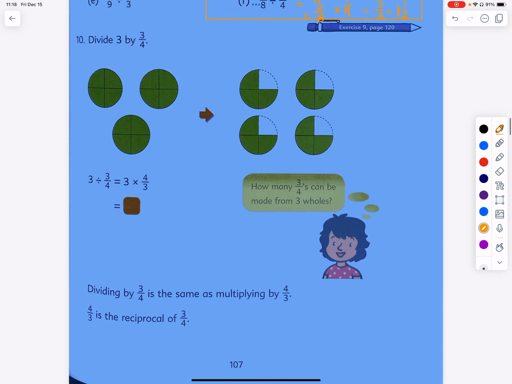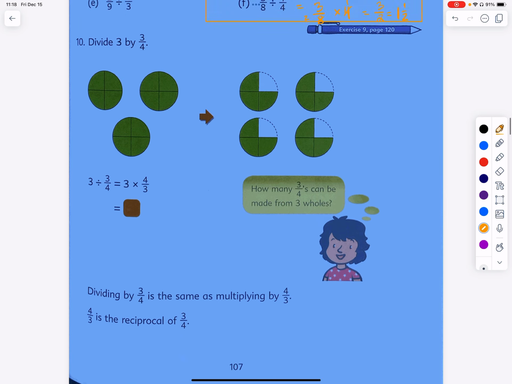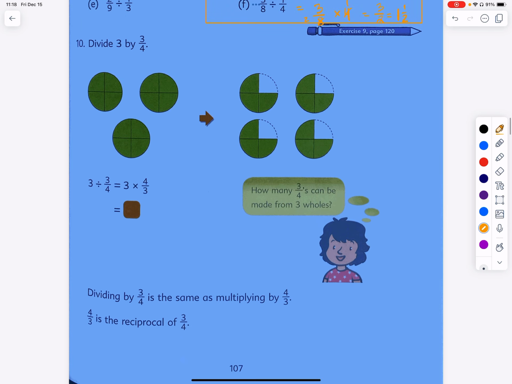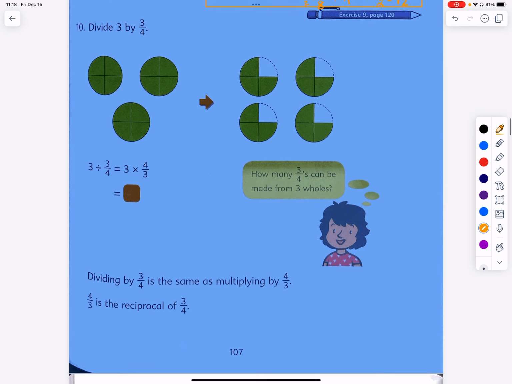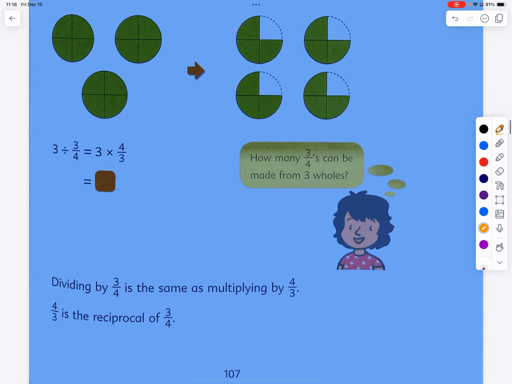Okay, my friends, and the final page. Divide 3 by 3/4. How many times does 3/4 go into 3? Well, again, same concept. Divide by 3/4 is the same as to multiply by a reciprocal. 3 will cancel out, and we will have 4.